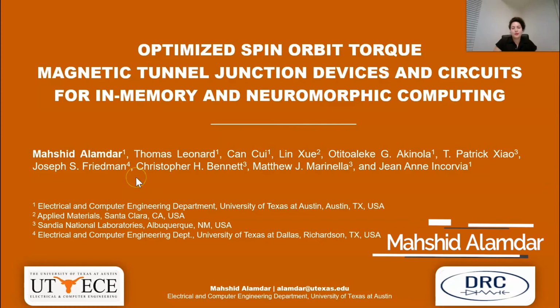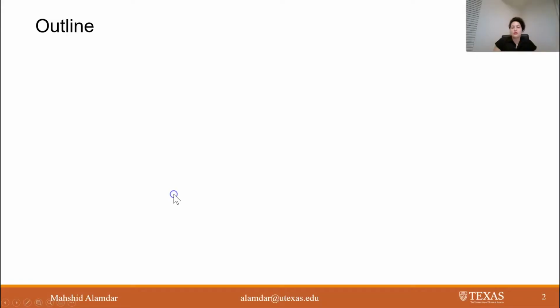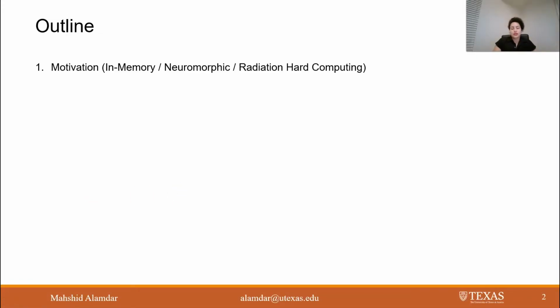Hello everyone, my name is Mahshid Alamdar from University of Texas at Austin, and today I want to talk about optimized spin-orbit torque magnetic tunnel junction devices and circuits for in-memory and neuromorphic computing. This project has been done with the help of my colleagues and collaborators at UT Austin, Applied Materials, Sandia National Labs, and UT Dallas.